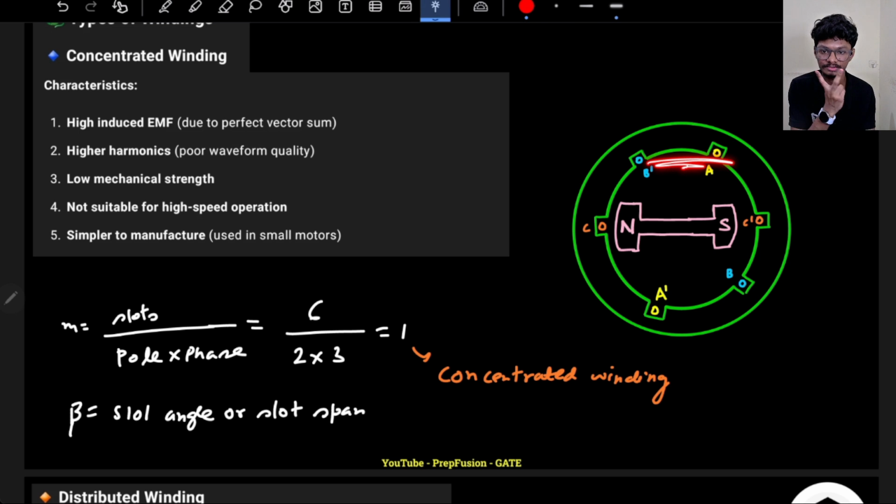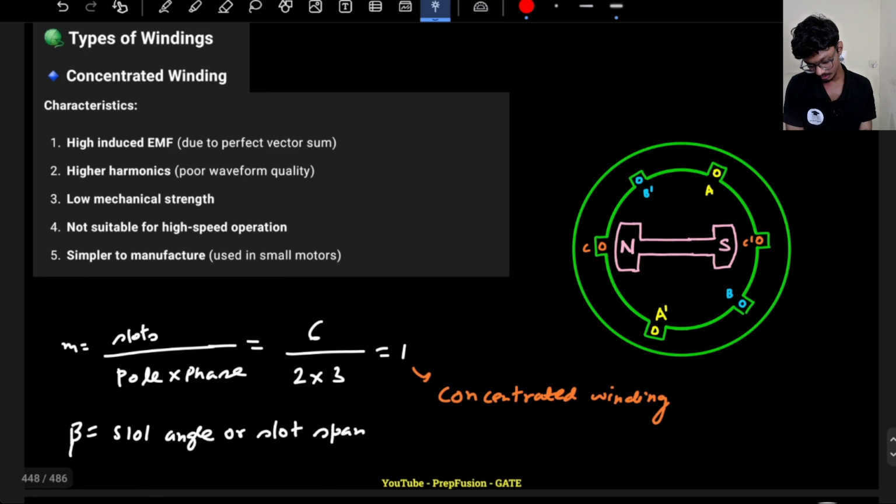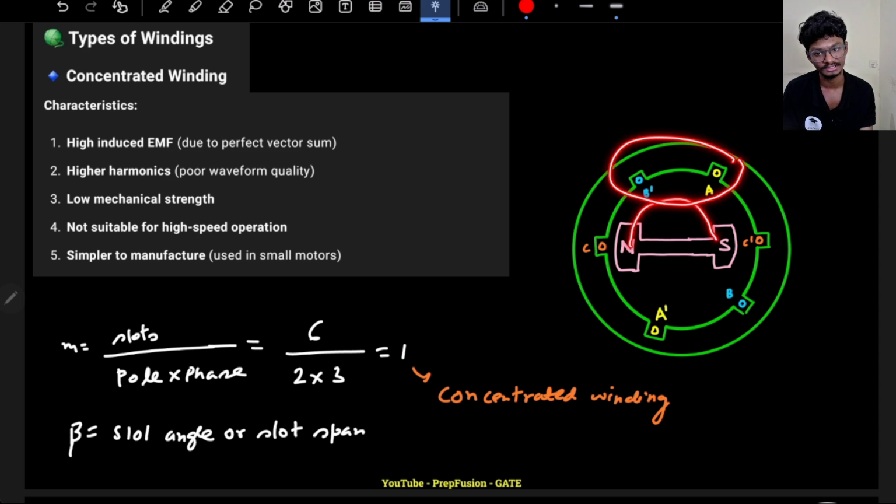What is the angular displacement between each slot? That is my beta. How will I find it out? For beta, I know one thing: each pole span has 180 degrees. So if I am able to find out how many slots there are in each pole span, that should give me the beta. So what is slot span?